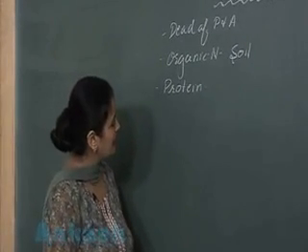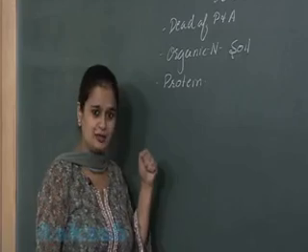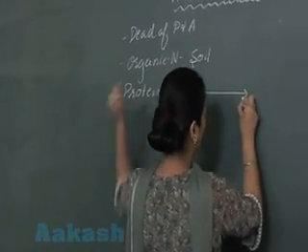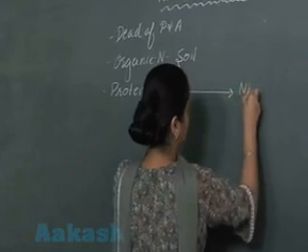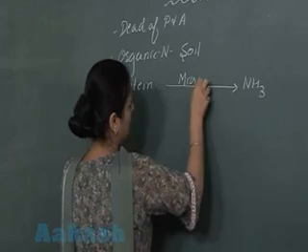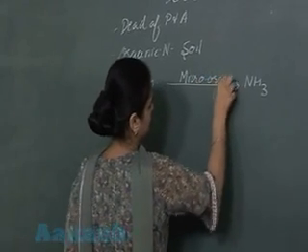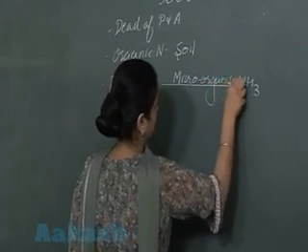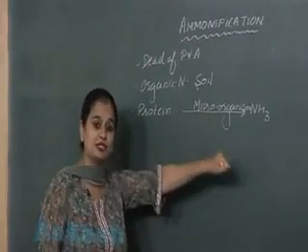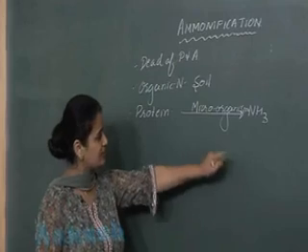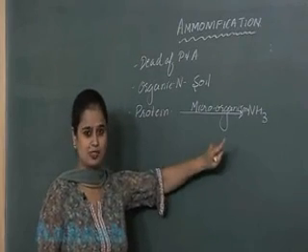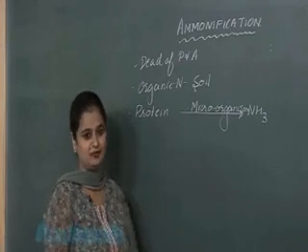Now here we will see how these proteins, the organic form of nitrogen, will be converted in the soil into the inorganic form, that is ammonia, through the activity of microorganisms. Yes, organic nitrogen is converted into the inorganic form, ammonia, through the activity of microorganisms, and this process is known as ammonification.